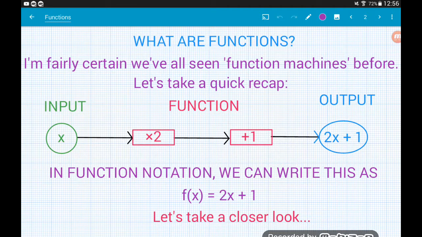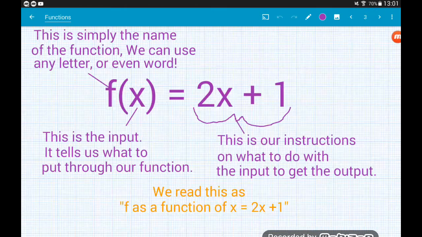So here if we put x into our machine, it then rolls through the functions, so it gets multiplied by 2, and then gets 1 added to it. The output comes out as 2x plus 1. So we can think of the output as the function that we carry out on the input. Say if I was to put 1 in as the input, my output would be 2 times 1 plus 1. So in function notation we can write this as f of x is equal to 2x plus 1. Let's look at that in a little bit more detail.